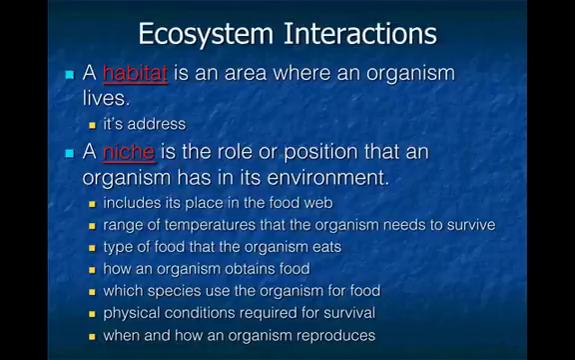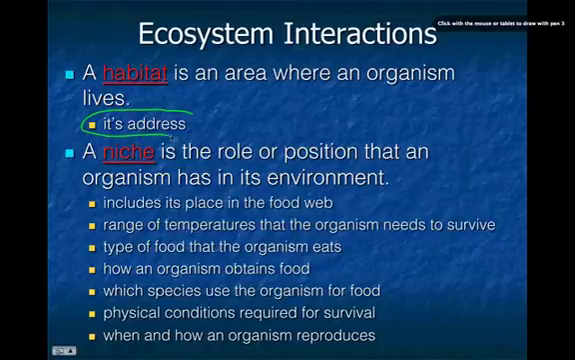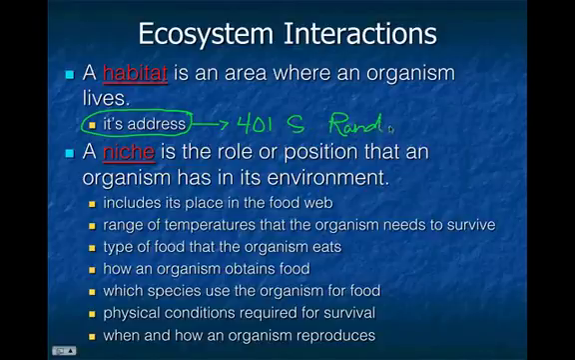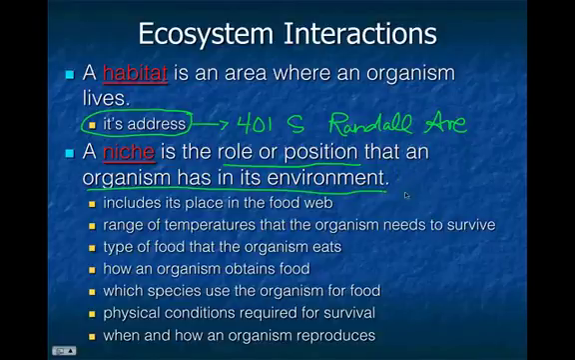Next we have ecosystem interactions, and ecosystem interactions are basically habitat and niche. These are pretty easy to remember. A habitat, in very simple terms, is going to be an organism's address. So you live in a house at a specific address. Craig's address is 401 South Randall. A niche is going to be the role or position that an organism has in its environment. Okay, your niche is you are a student.